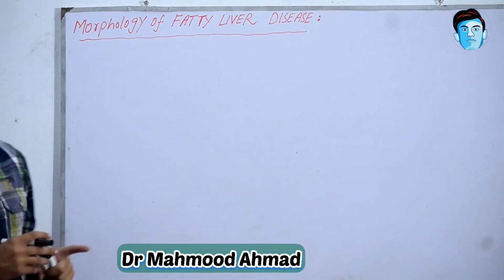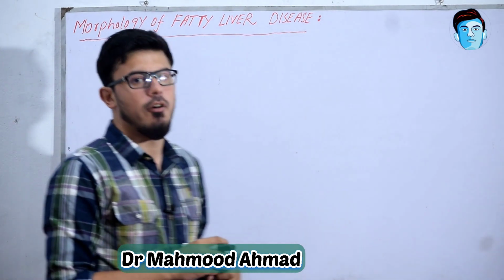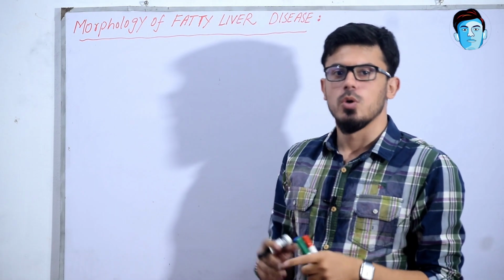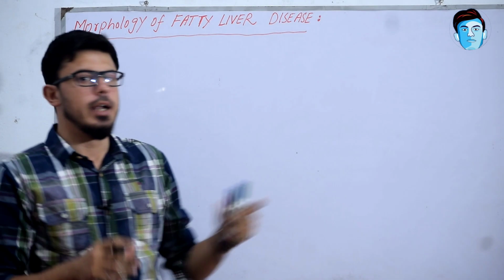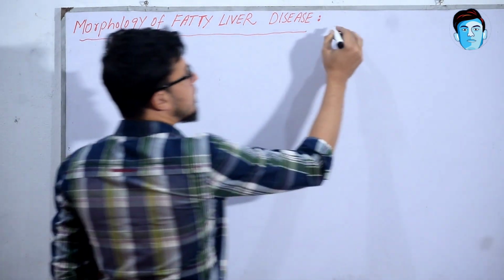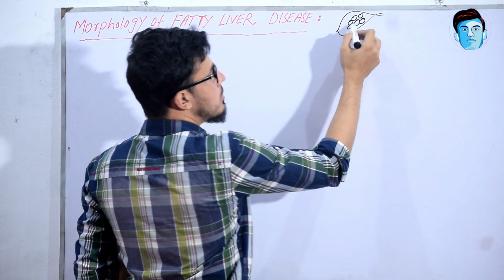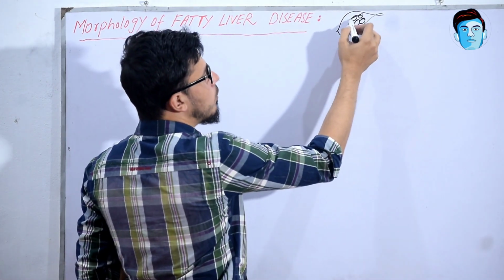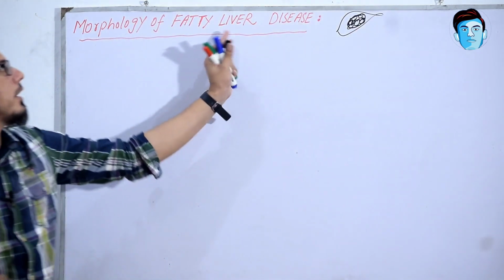So what is fatty liver disease? Fatty liver disease means whenever there is an accumulation of fats within the liver. As a result of this fat accumulation, it converts into fatty globules. So here, say if this is a liver, there will be fatty accumulation in the liver. As a result, it will convert into fatty globules. So we call those diseases fatty liver diseases.